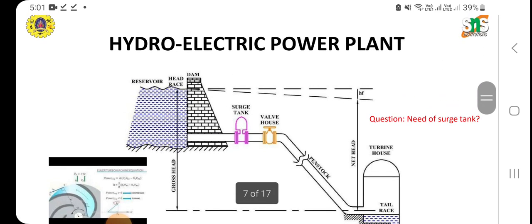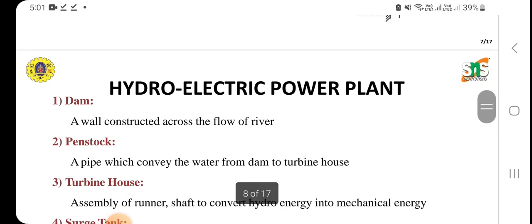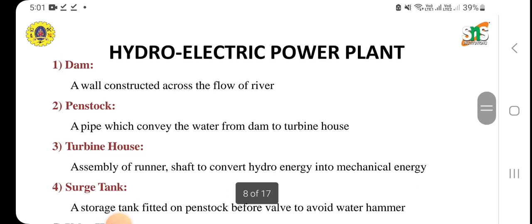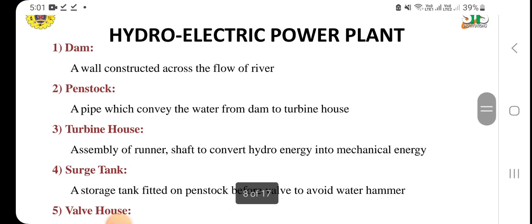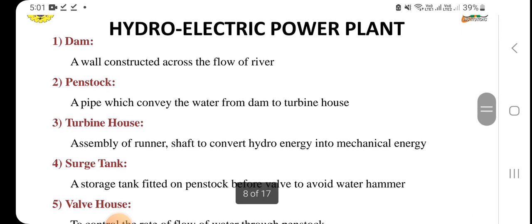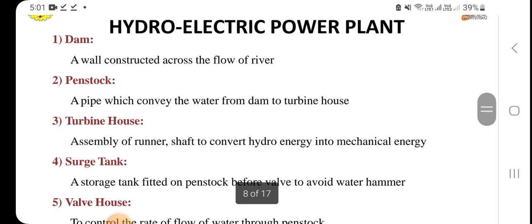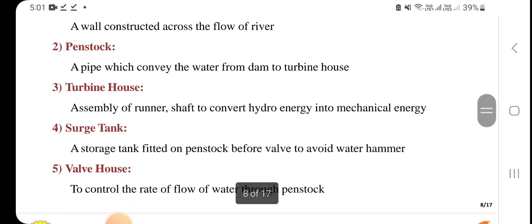So this is the hydroelectric power plant. There is a dam, a wall constructed across the flow of the river; a penstock, a pipe which conveys the water from the dam to the turbine house; an assembly of runner and shaft to convert hydro energy into mechanical energy. A surge tank is fitted on the penstock before the valve to avoid water hammering, and a valve house controls the rate of flow of water through the penstock.